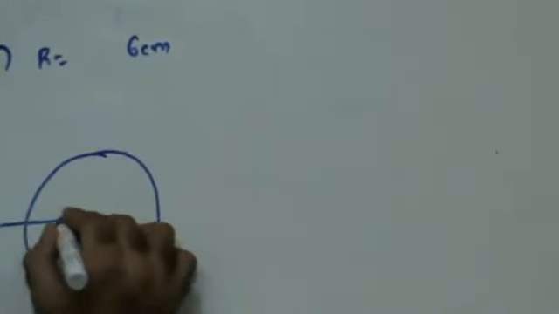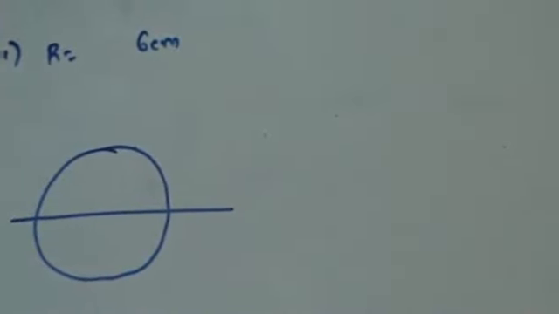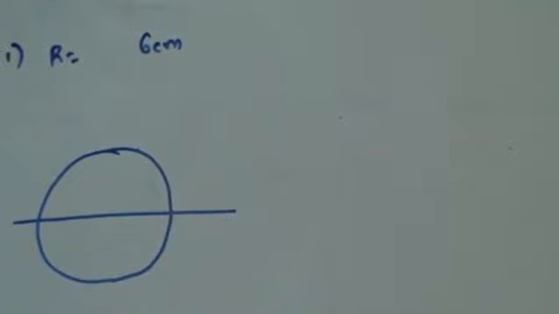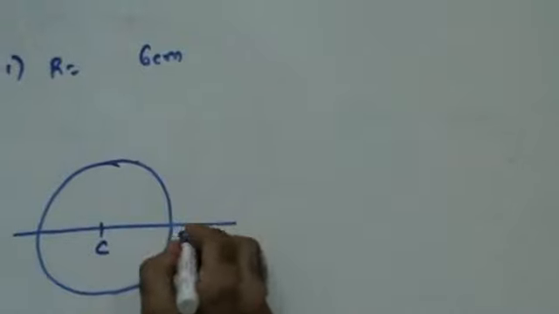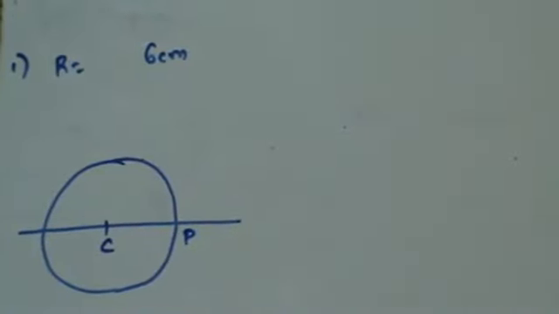A glass sphere has a radius of 6 centimeters and an air bubble is trapped in it at a distance of 1 centimeter from the center.